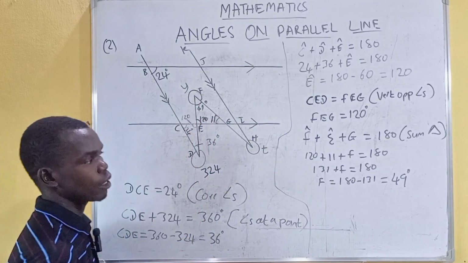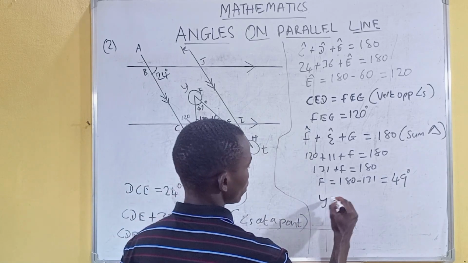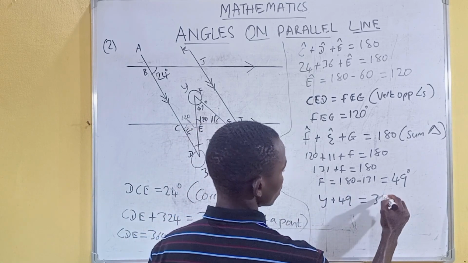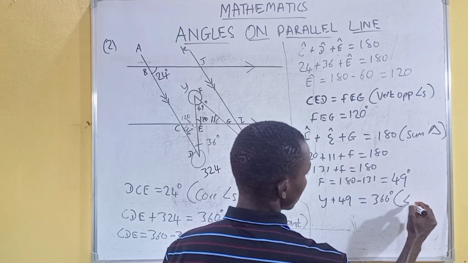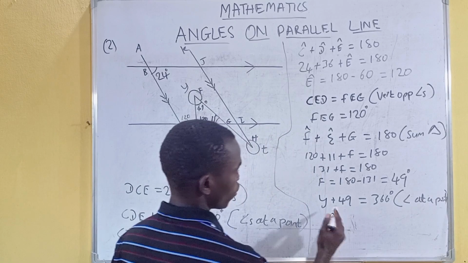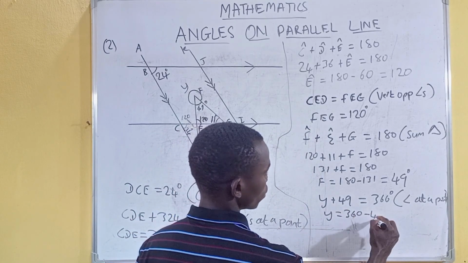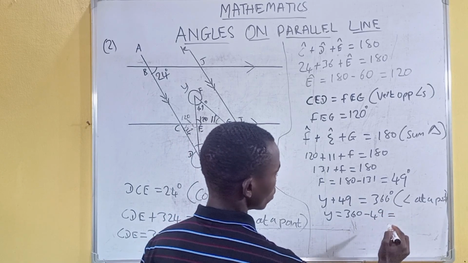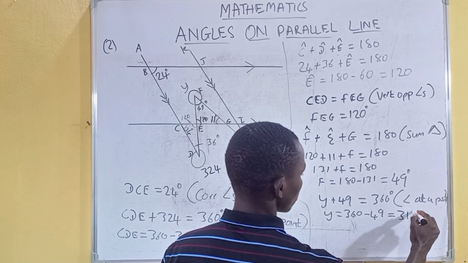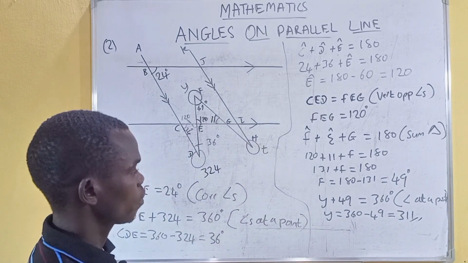We can now find our y using angle at a point. This will now be y plus 49 is equal to 360 degrees. That is angle at a point. Therefore, y will now be 360 minus 49, which is equal to 311. That's the value for our y.